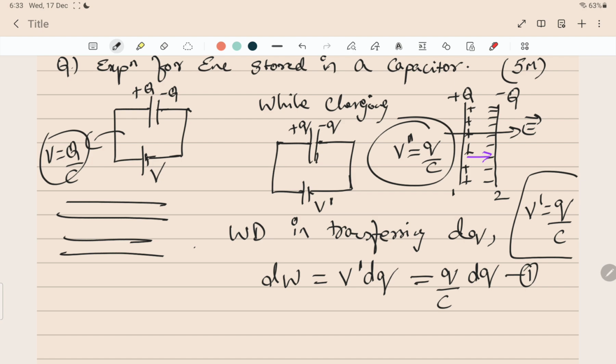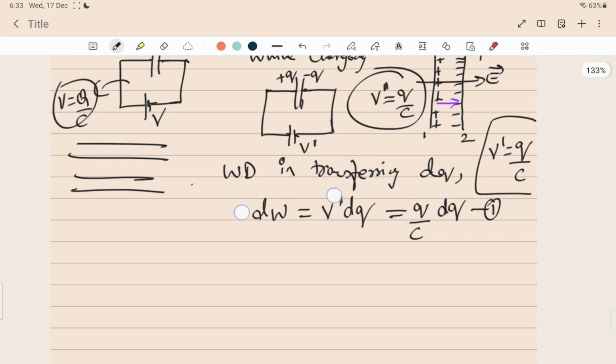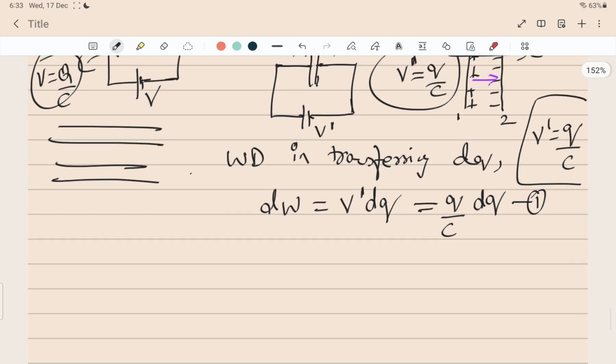So after this, once you have got the equation, the next step: we have got an equation. What we found till now is that the small amount of work done in transferring a charge is dW. This is for dq charge to be transferred. What about the total work done? For that, we just need to integrate. So we'll write total work done.